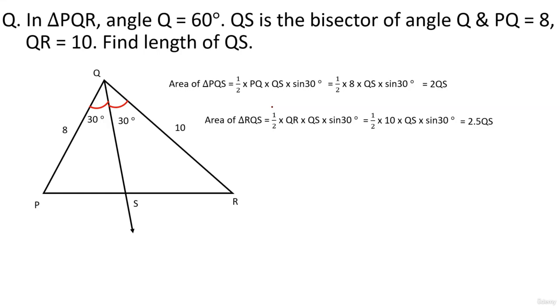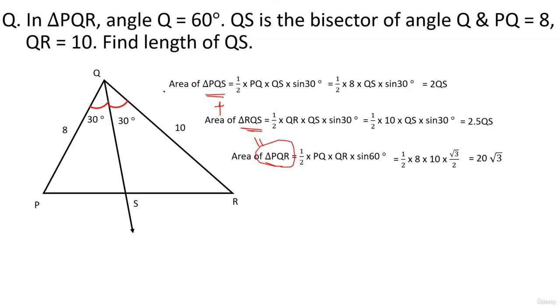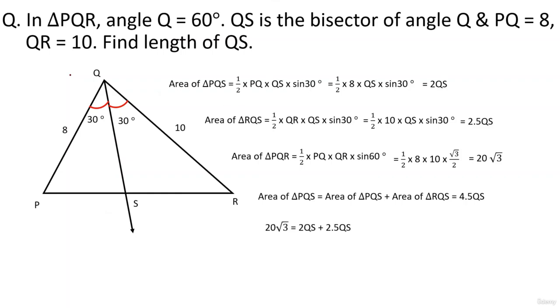Also by the same formula, half ab sine theta, we can calculate the area of the big triangle PQR. That will be half into PQ into QR into sine 60. PQ is 8, QR is 10, sine 60 is root 3 by 2. So this gives us 20 root 3. But guys, we observe that the entire triangle PQR is nothing but triangle PQS plus triangle RQS, right? This triangle plus this triangle gives you the complete triangle PQR, isn't it, guys? So we add the first two equations: 2.5 plus 2 QS will give you 4.5 QS. That should be equal to 20 root 3. That gives you QS is equal to 40 root 3 by 9.